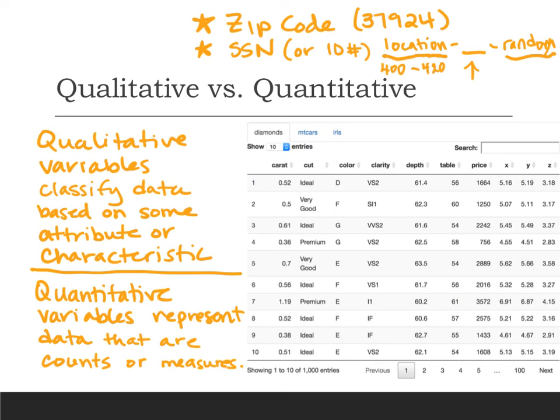Sometimes you can figure out the max capacity for a building based on its square footage, but those are actually two different variables, two different characteristics of a building that we would collect.